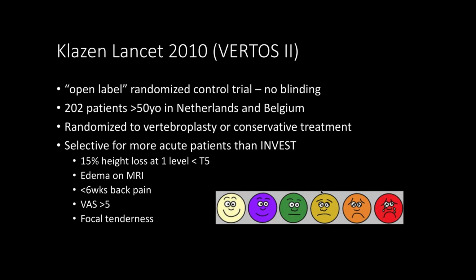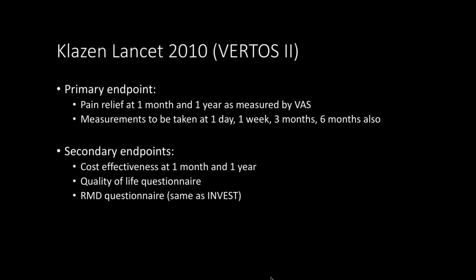They specifically wanted to find people that were more acute than the INVEST trial did. So they had to have, obviously, a compression fracture of at least 15%, had to have edema on MRI, less than 6 weeks of back pain. So really focusing on acute patients. And they used this visual analog scale, which I'm sure you've all seen in a clinic somewhere. Basically, you have a score over here of 0 or 1, doing pretty good. Score over here, 10, really bad pain, causing me to cry all the time. So they wanted a score of at least 5, which I think is much more reasonable for including patients in the trial. They also wanted focal tenderness on clinical exam.